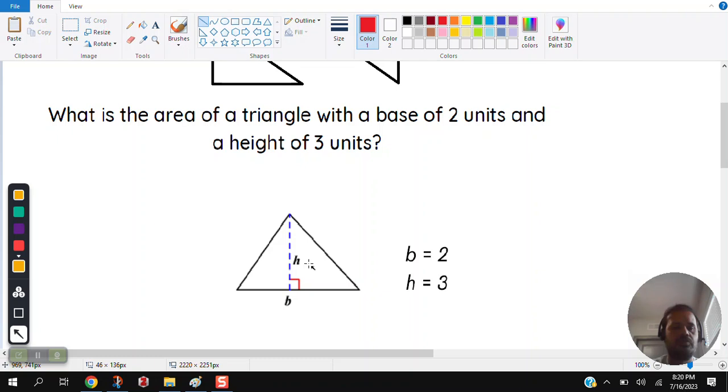This formula is good for any type of triangle, scalene, isosceles, or equilateral triangle. All we need to know is the base or one side of the triangle and the height, which is a line perpendicular from one vertex to the base. If we are given base and height, we can calculate the area of the triangle.